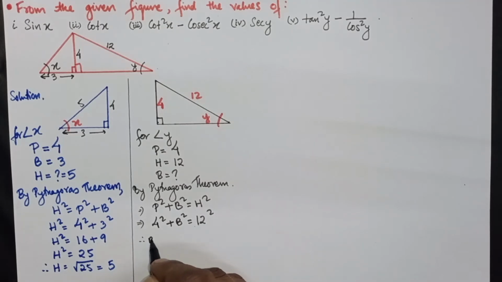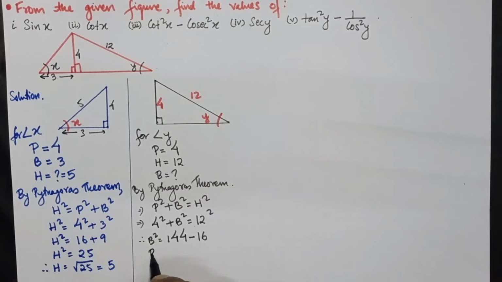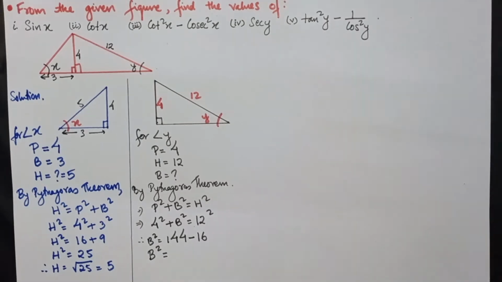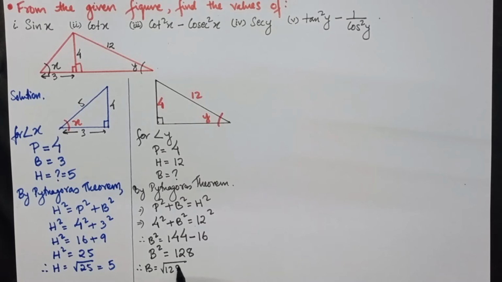So therefore I can write directly b square. 12 12s are 144. Now plus 4 square, when you go that side it will be minus, so 4 square is 16. So b square equals 144 minus 16, how much will it be? It will be 128. So therefore b is equal to square root of 128.